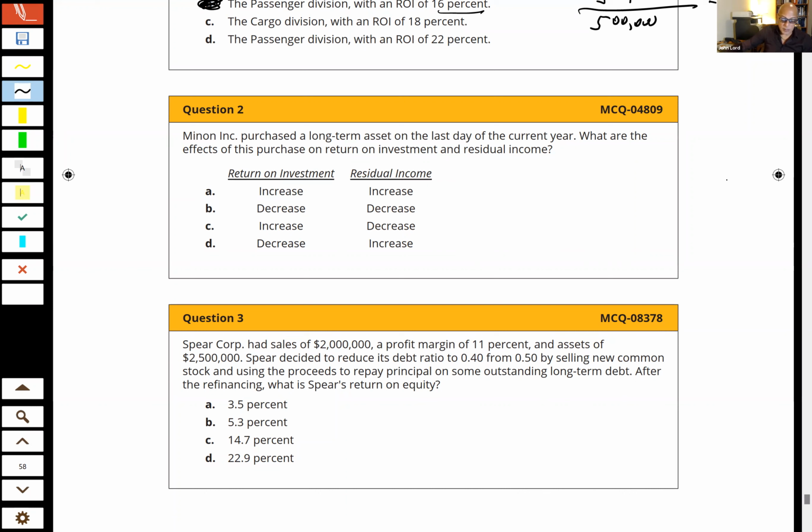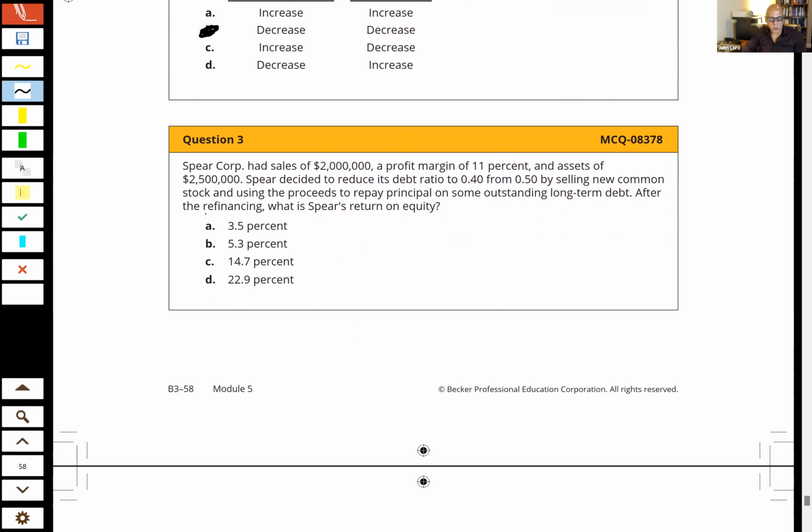But what happens if you make an investment on the last day of the current year? Well, that's going to drive up my average investment, and so my return on investment is going to come down. And if I'm using my investment as a hurdle rate for residual income, I've just increased that hurdle rate, so it will also decrease my residual income. Good. Nice work. Okay, all right, good. Let's look at number 3.